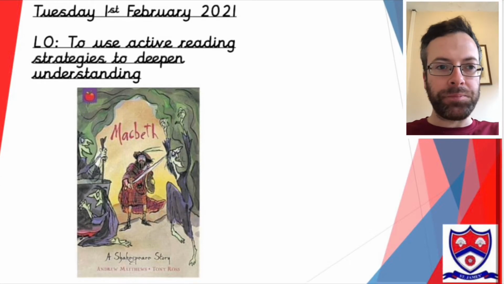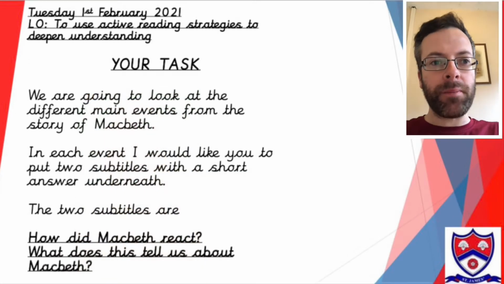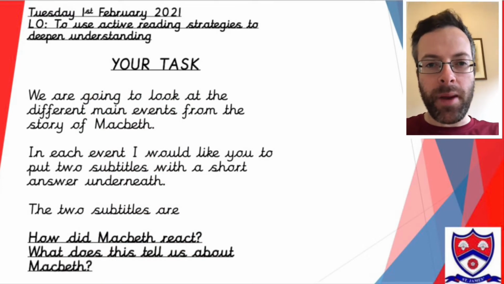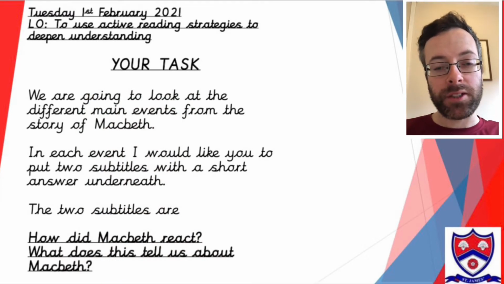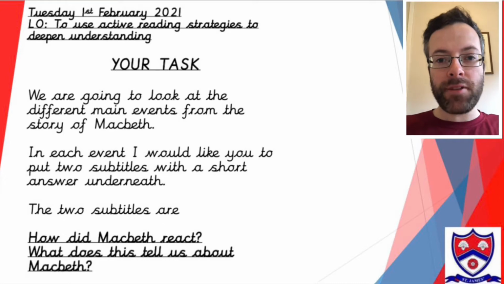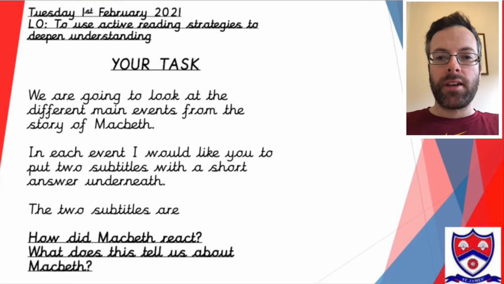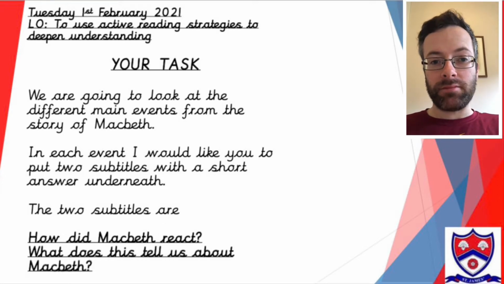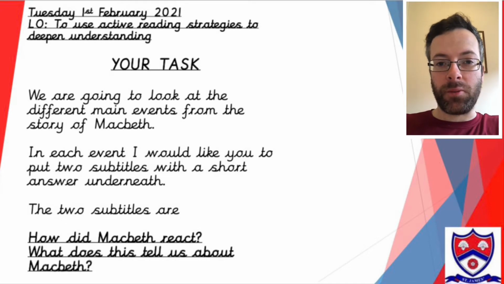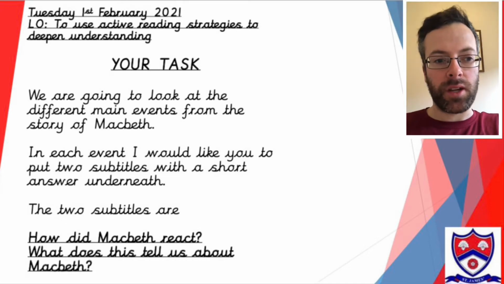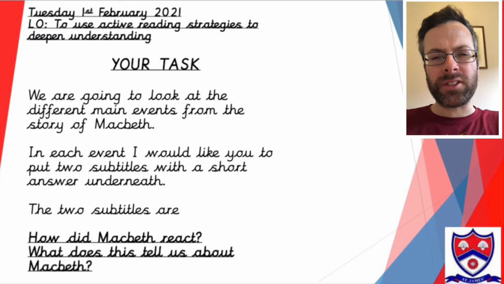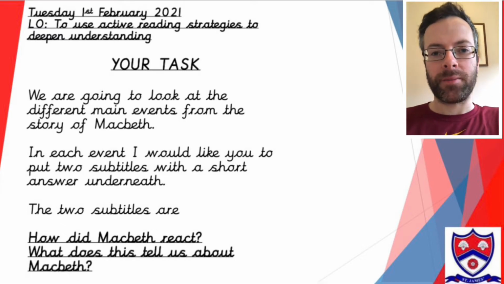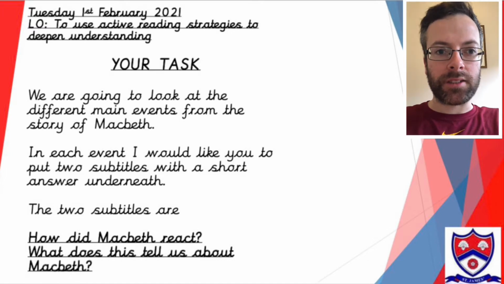So today, we're going to read a bit more in a minute, but then you are going to think about the main events in the story. So I'm going to tell you which those main events are. And then for every event, you are going to think, what did Macbeth do in that? Okay, so what did he think? What kind of was his response to it? And then also, what does this tell us about Macbeth? So be thinking about that as we're reading through these next events.